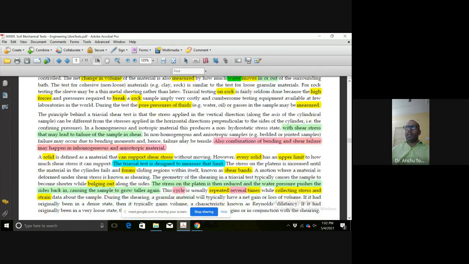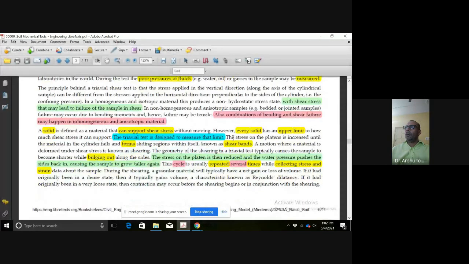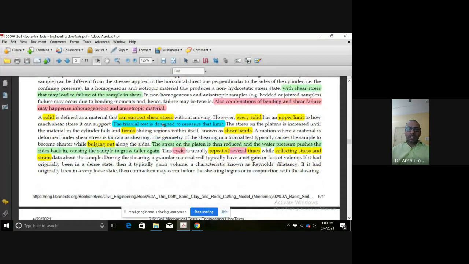In non-homogeneous and anisotropic samples, failure may occur due to bending moments, that is flexural failure, due to the bending of the sample, but it is very rare. Also, a combination of bending and shear may happen in inhomogeneous and anisotropic samples. This is another type of failure which can happen.